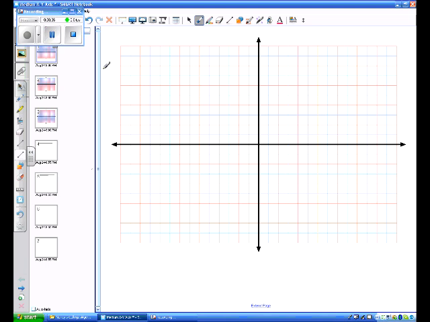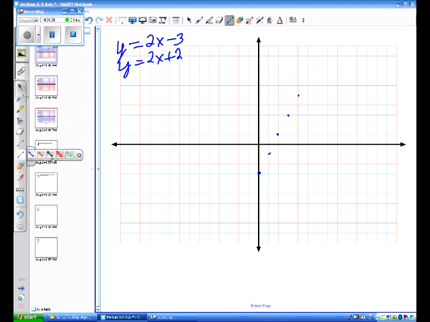If we looked at the graphs of two parallel lines, since they are ones with the same slope, then we could talk about the line y equals 2x minus 3 and the line y equals 2x plus 2. If we started with the first one, our intercept's at -3. We have a slope of 2. That means we go up 2 to the right 1, up 2 to the right 1, up 2 to the right 1, as many times as we want to.